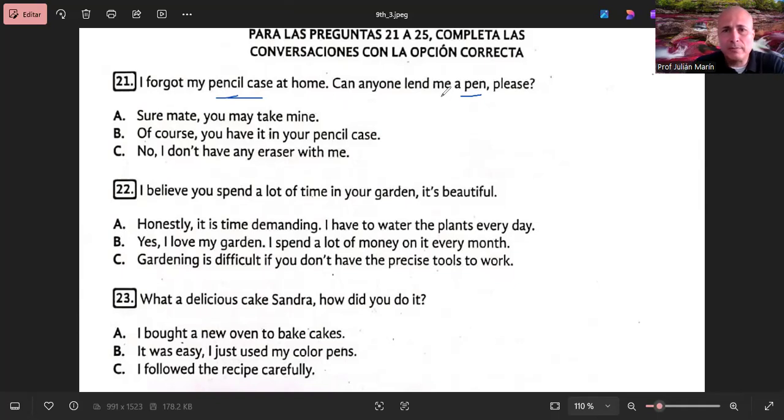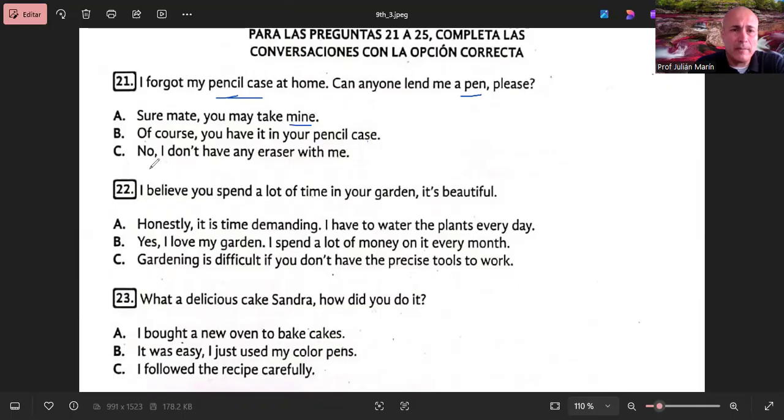Then we have three options to respond to this request, right? More than a question, it is a request. A: Sure, mate, you may take mine. Okay, we could be talking about a pen here. B: Of course, you have it in your pencil case. This one, even though they mentioned the pencil case, this could be a trick to get people to think, oh my God, pencil case, this is the correct answer. So it's not the case. Not a good option.